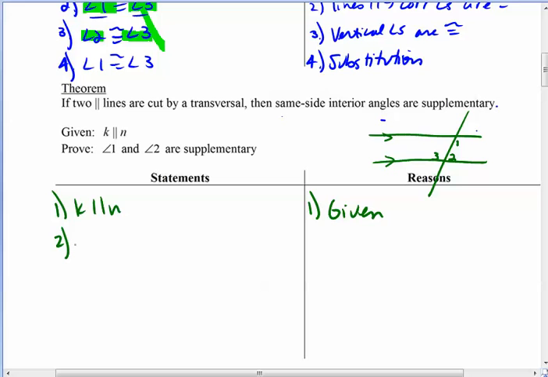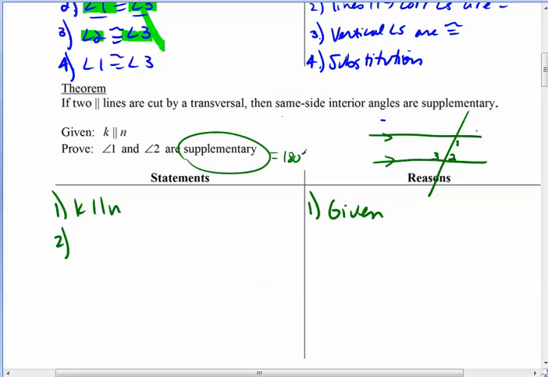And as I prepare to write my second statement, I look back at what I'm supposed to prove. I'm supposed to prove that two angles are supplementary. The word supplementary means that angles add to 180 degrees. So it would be really good if I could get 180 degrees in one of my equations.